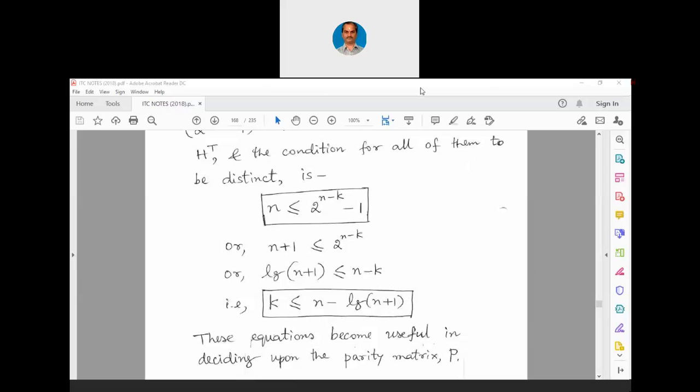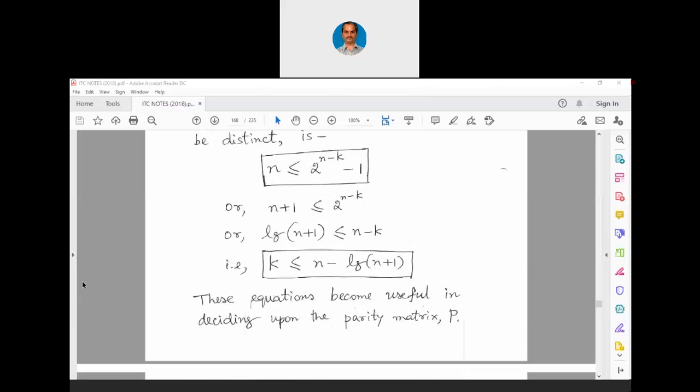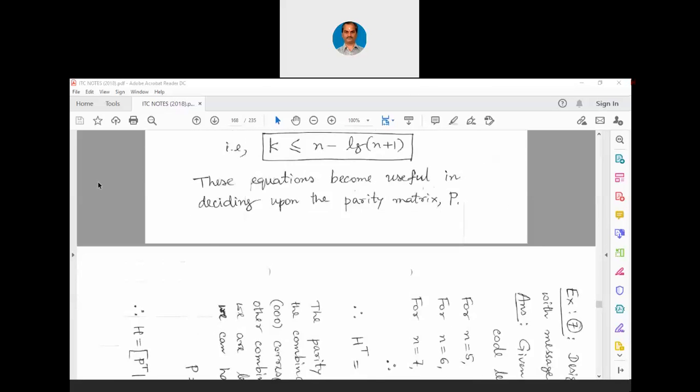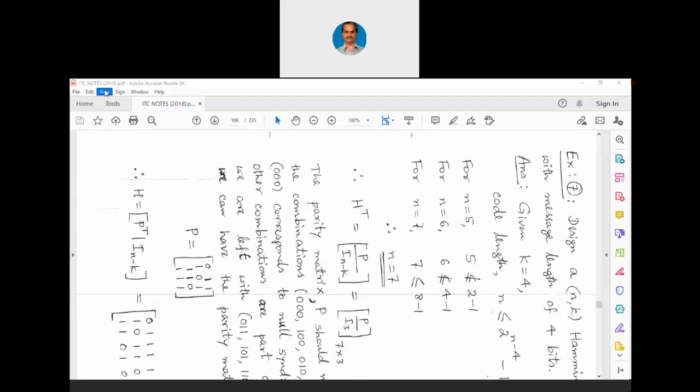Okay, let me proceed now. Let me rotate this page.